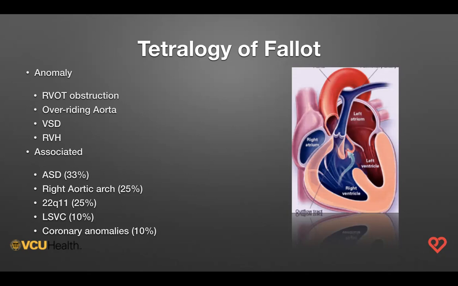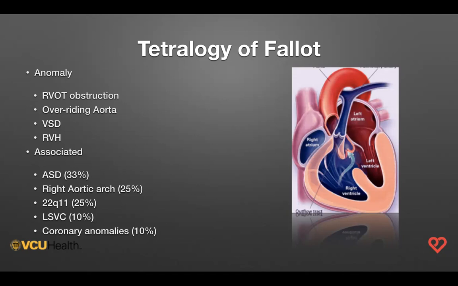You have an overriding aorta where the ventricular septum actually points to the middle of that aortic valve. You have a resulting VSD, and the obstruction leads to RVH. Associated findings are atrial septal defect in a third of patients, so it's common.